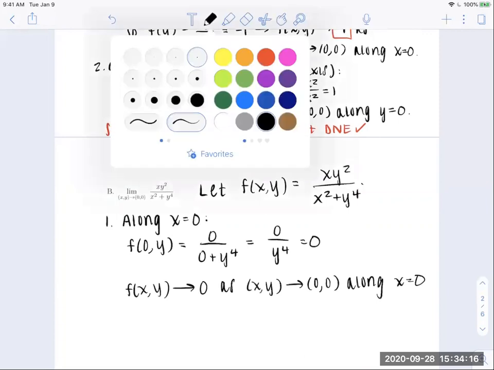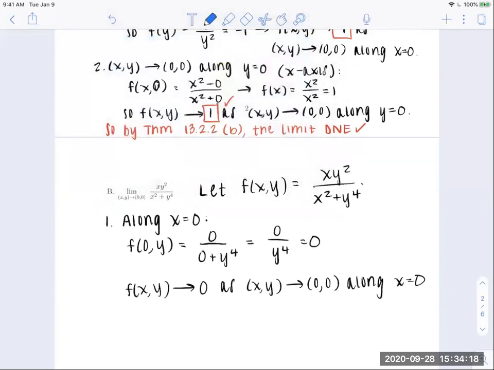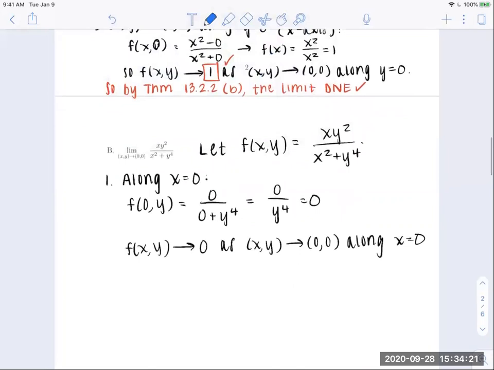I'm going to write this in blue because I don't necessarily want you to write this down. But just as a quick note, if we tried to go along y equals 0, what's going to happen? f of x, 0 is going to be 0 over x squared plus 0, which is also 0. I'm putting a frowny face here because this is bad. We happen to get two of the same limiting values, but this does not imply that the limiting value is 0.